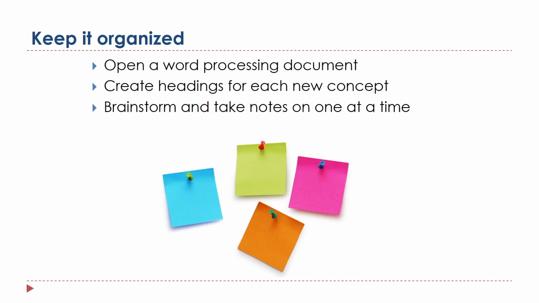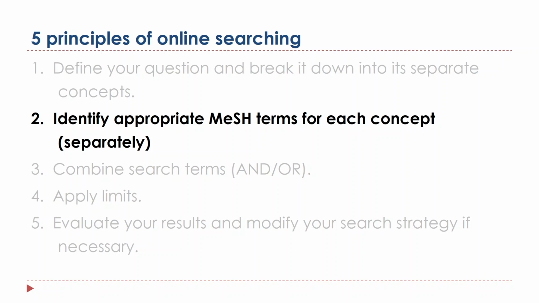So before we get into the example, I'll go over some tips and tricks we have to keep things organized. To start, we can open a word processing document and create headings for each new concept, and then brainstorm and take notes one at a time under each concept to determine which MeSH headings we'll be using and which keywords we'll be using. So for the example that we're looking at, I'll go over how to identify appropriate MeSH terms in Medline.